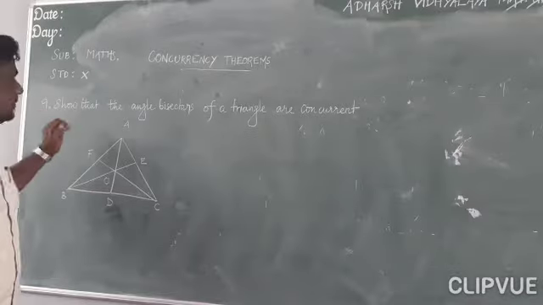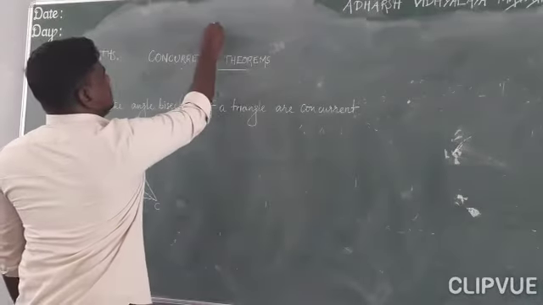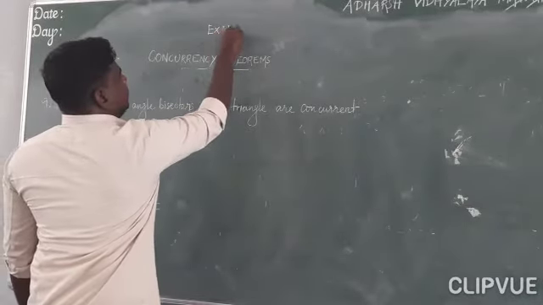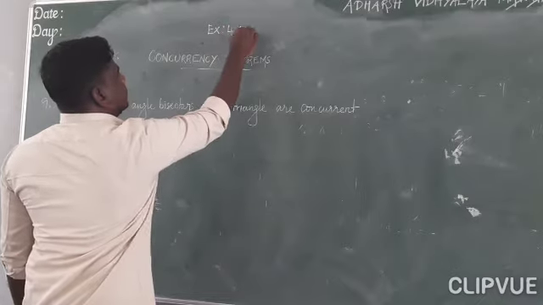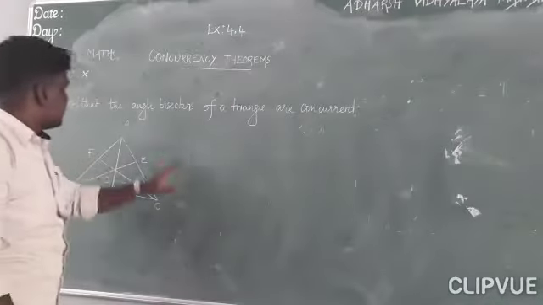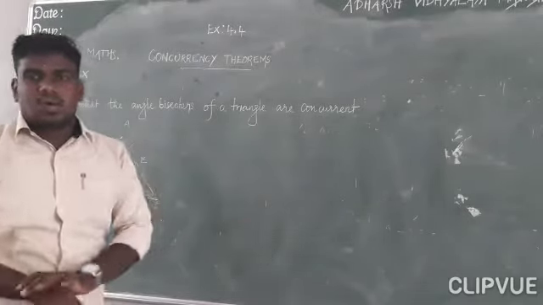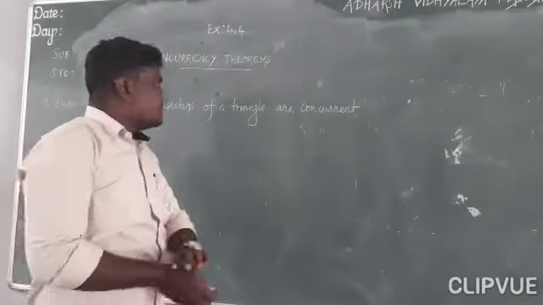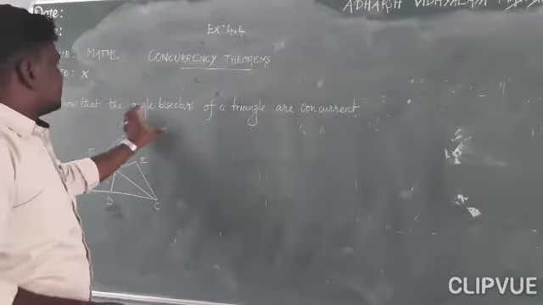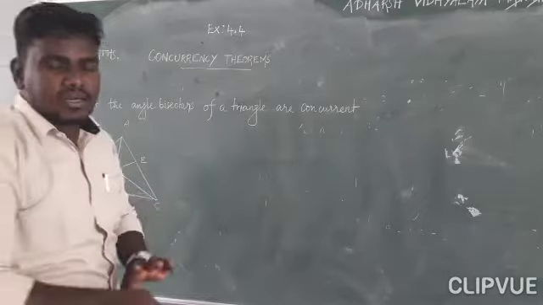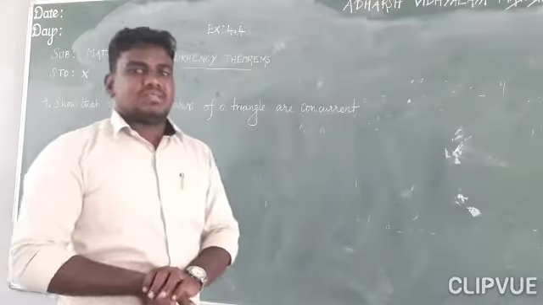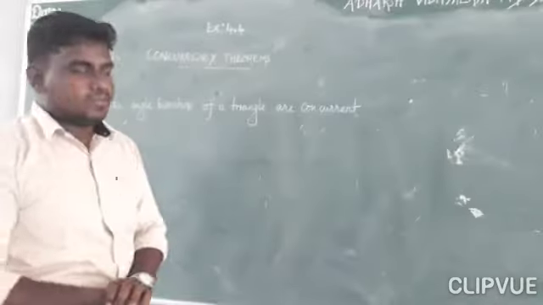Question number 9, Exercise number 4.4. The question is, show that the angle bisectors of a triangle are concurrent. So if the angle bisectors are concurrent, it must satisfy the condition of Ceva's theorem.